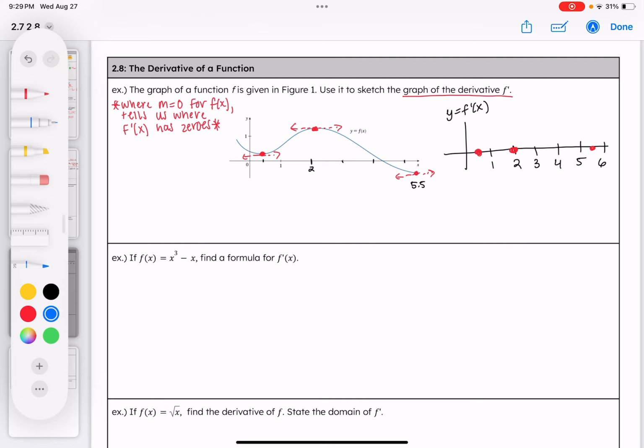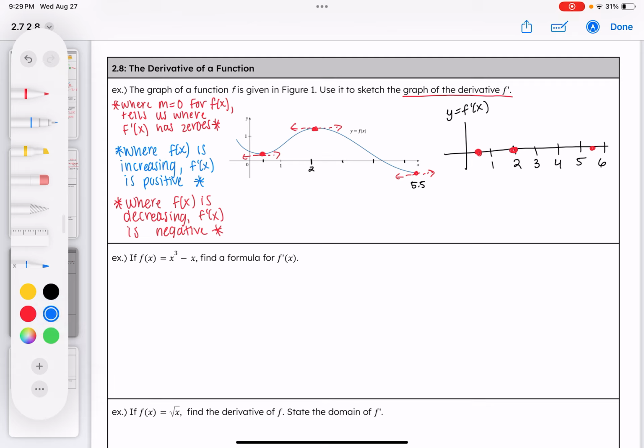Okay, the other thing that your graph of your original function f of x tells us is where f of x is increasing, f prime of x is positive. Okay, that means it's above the x-axis. And where f of x is decreasing, f prime of x is negative.